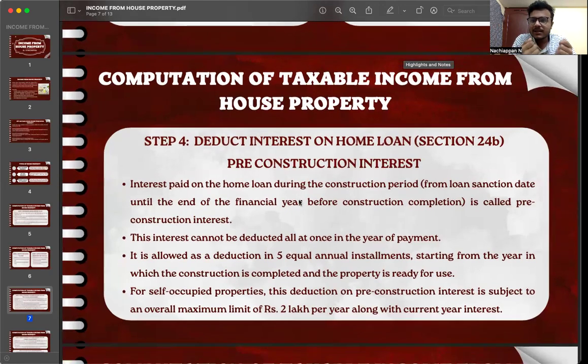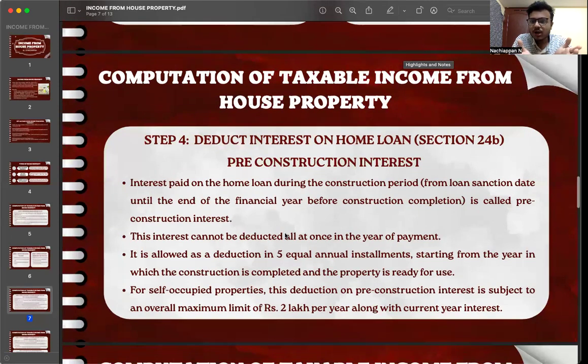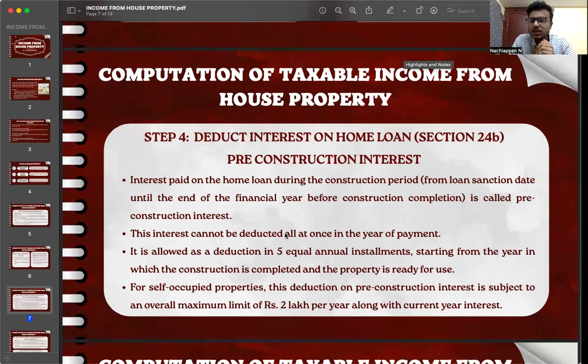So the pre-construction interest, whatever value it is, it cannot be deducted together at a single time. You can make 5 equal deductions of it. For self-occupied properties, this deduction is capped at 2 lakhs per year. So for self-occupied properties, the pre-construction interest plus the current year interest for 1 year should be capped at 2 lakhs. It can't exceed that.